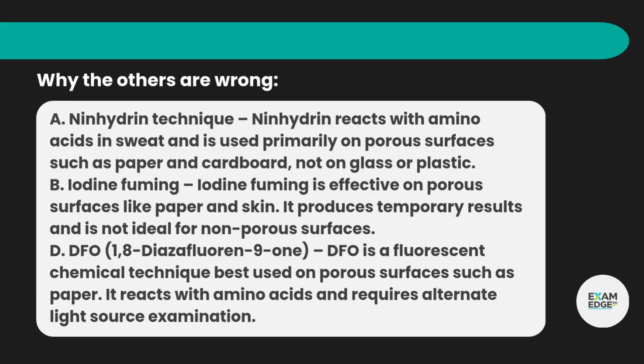Why the others are wrong? A. Ninhydrin technique. Ninhydrin reacts with amino acids in sweat and is used primarily on porous surfaces such as paper and cardboard, not on glass or plastic. B. Iodine fuming. Iodine fuming is effective on porous surfaces like paper and skin. It produces temporary results and is not ideal for non-porous surfaces. D. DFO, 1,8-diazafluoren-9-one. DFO is a fluorescent chemical technique best used on porous surfaces such as paper. It reacts with amino acids and requires alternate light source examination.